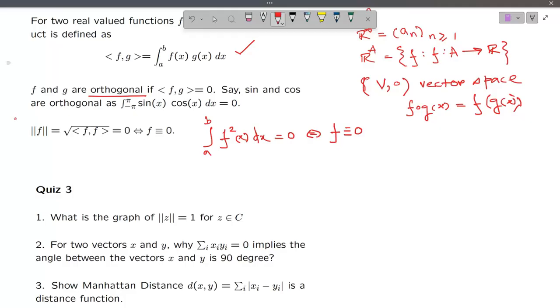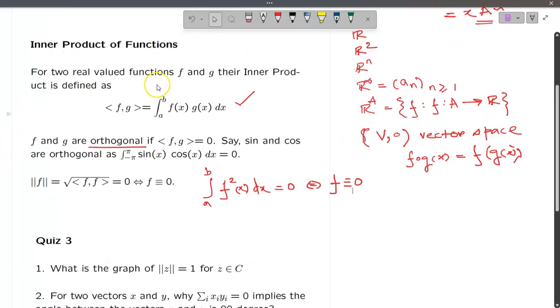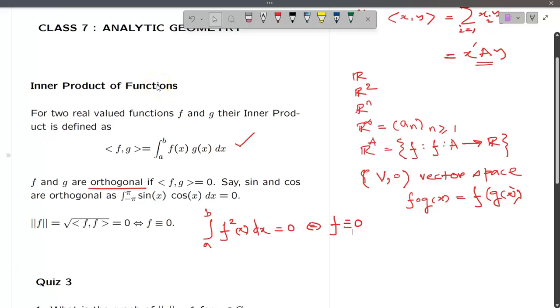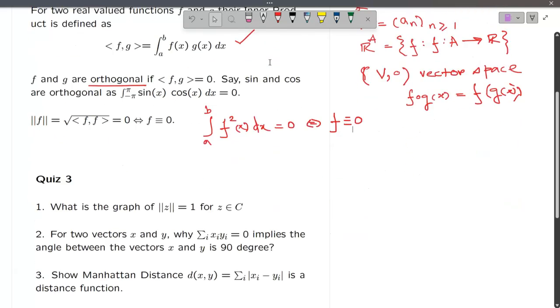This completes my talk on analytic geometry. Starting from vectors, we have reached functions, and we have defined the inner product of functions and the norm of a function. We can define the L1 norm, L2 norm, Lp norm, L infinity norm, etc. Now let us do some quizzes.